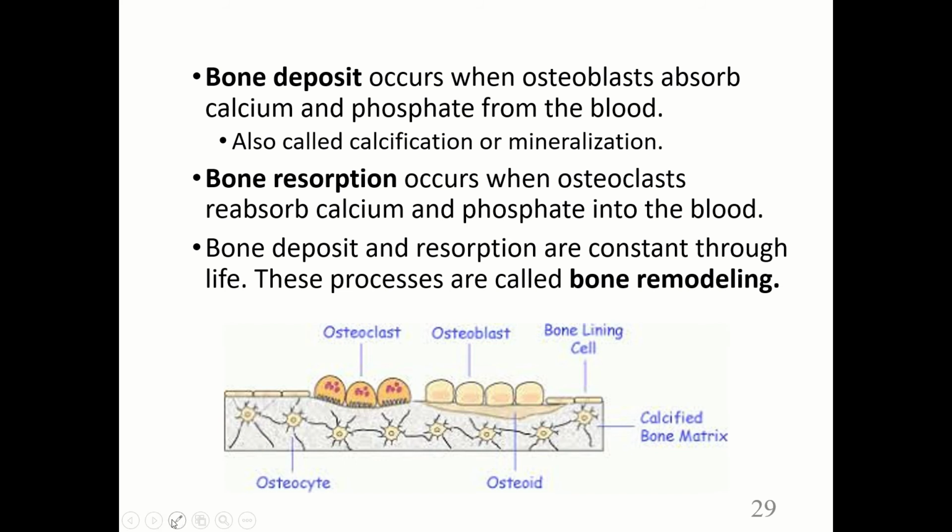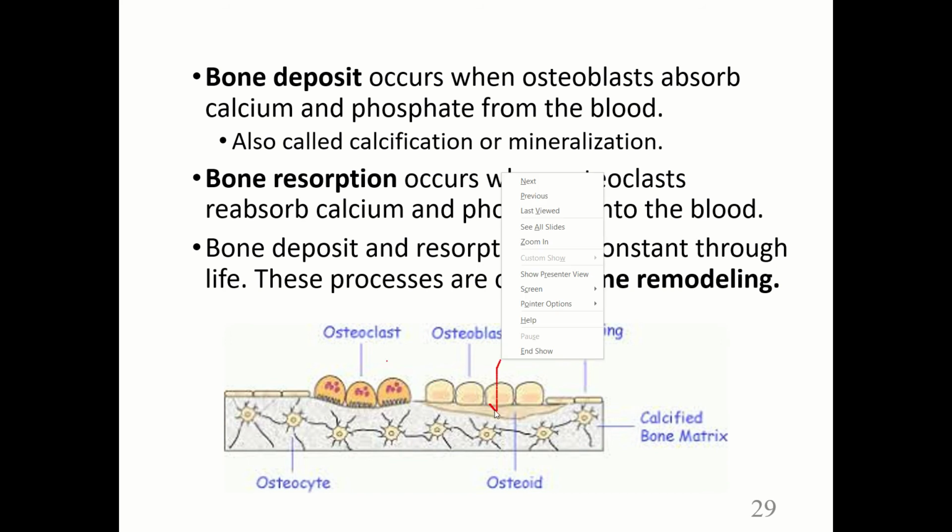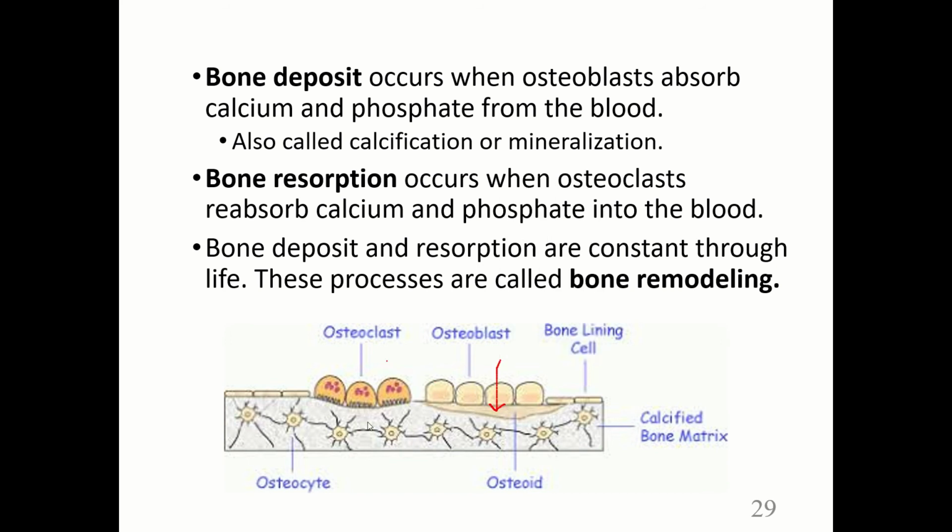So if we were to draw a picture of that, I don't know that it will work very well. But osteoblasts take calcium and phosphate and go into the bone. Osteoclasts take calcium and phosphate and go out of the bone into the blood. This did exactly what I thought it would. So osteoblasts build, osteoclasts break down.